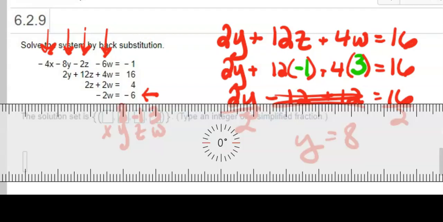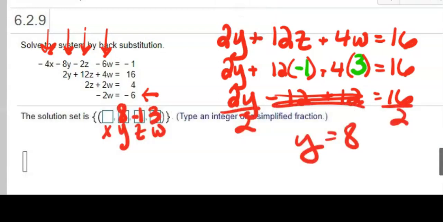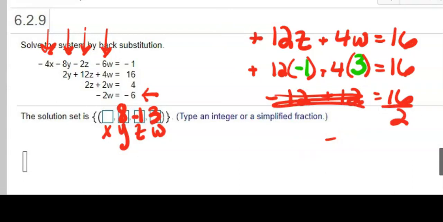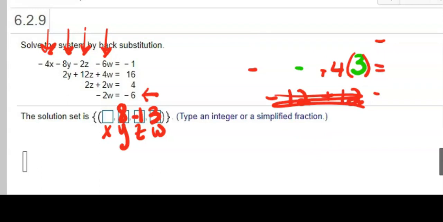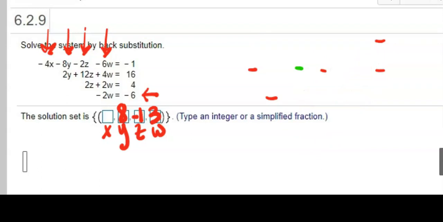My goodness, make that go away. Stop it. All right, so I have this. So we're going to do the last one. And now that we know what w, z, and y are, we're going to be able to find out what x is. As soon as I learn how to absolutely do this. All right, so here we go.